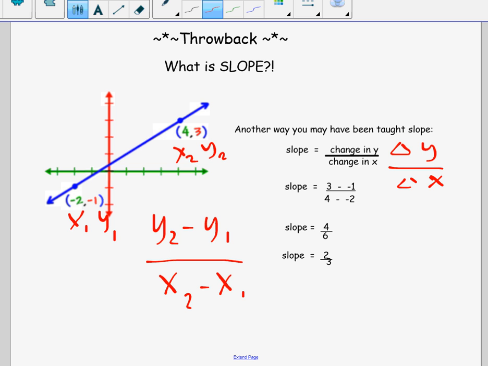All right, so then we're plugging into this formula. Our y2 is 3 minus our y1, which is -1, over our x2, which is 4, minus our x1, which is -2. So we've got 3 minus -1 over 4 minus -2, and that's 4 over 6, which simplifies to 2/3. It's really the same math that we just did by counting jumps to get rise over run. It's just a little bit more algebraic.